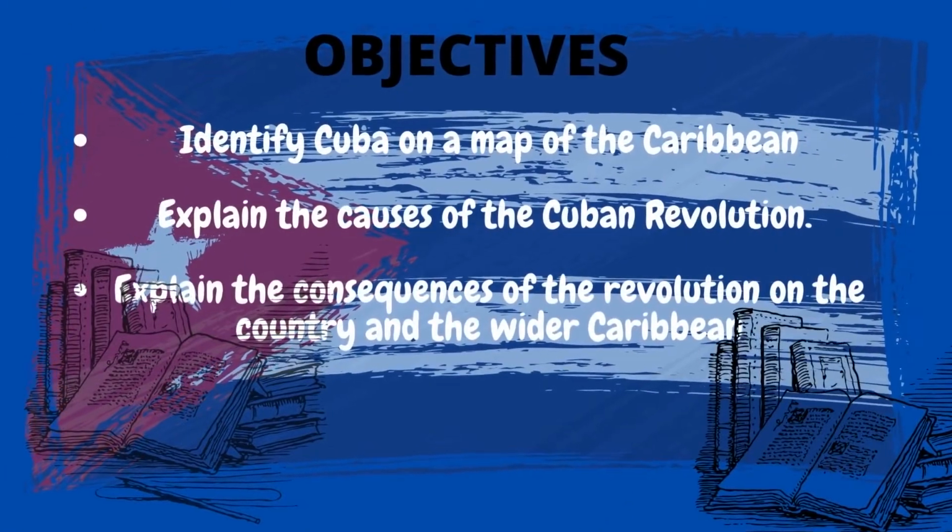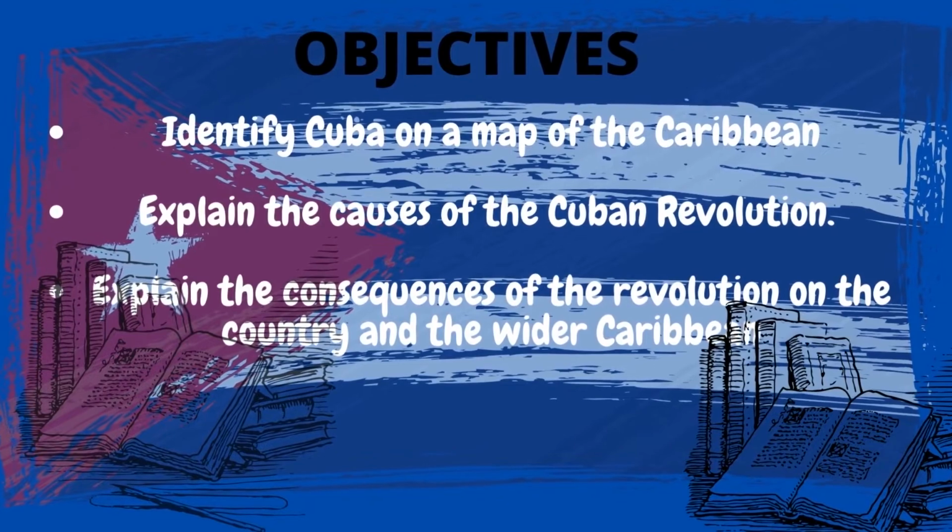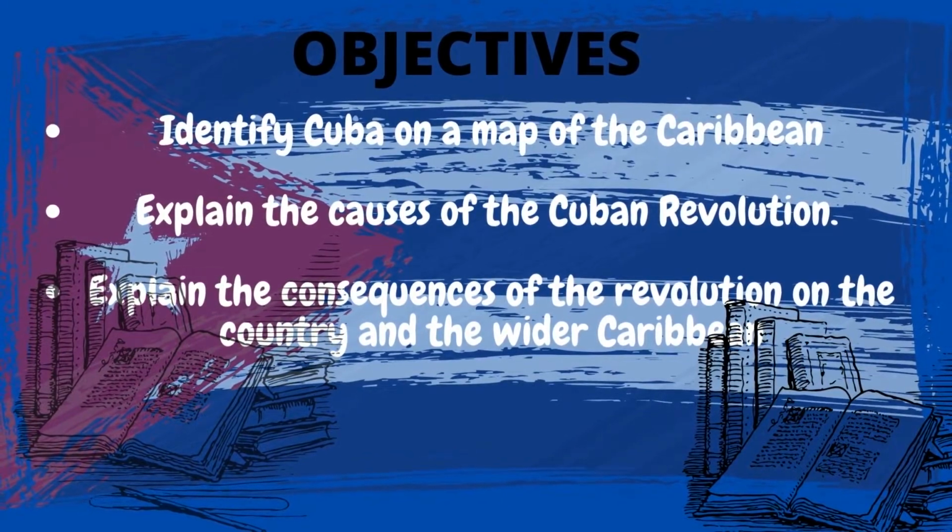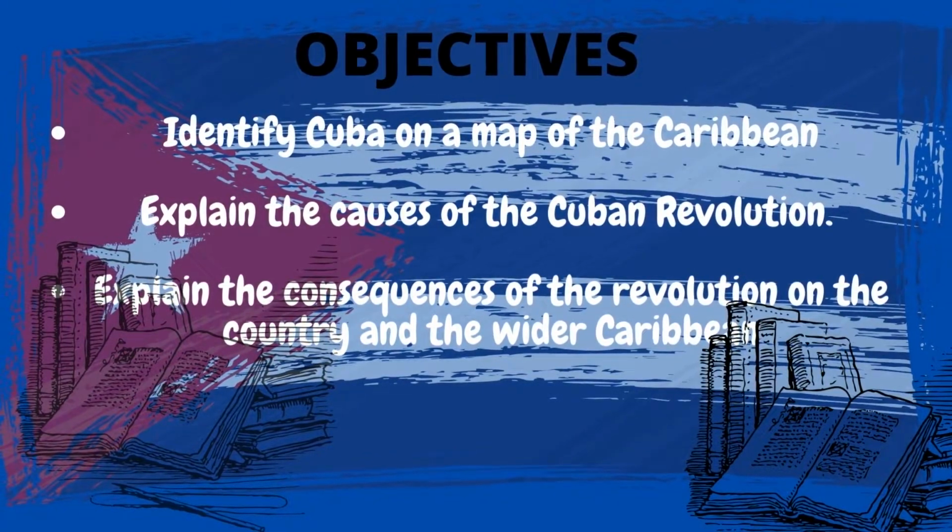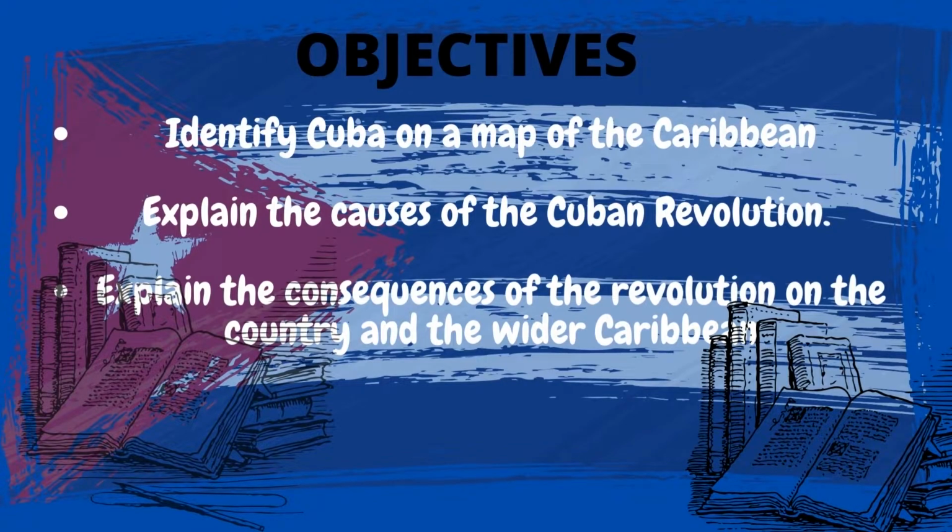The Cuban Revolution, 1959, Third Form History. Objectives: identify Cuba on a map of the Caribbean, explain the causes of the Cuban Revolution, explain the consequences of the Cuban Revolution on the country and also on the wider Caribbean.